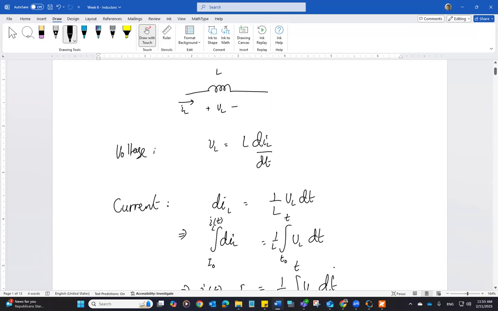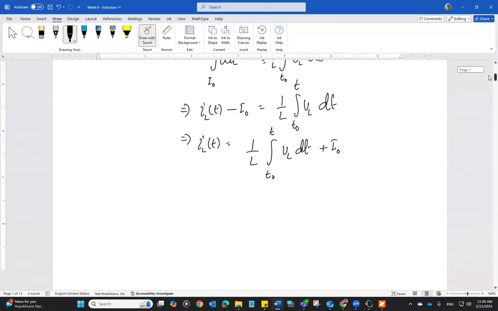Voltage is directly proportional to the derivative of current. And when you remove the constant of proportionality, you replace that by inductance, and the unit of inductance, of course, is Henry, after Joseph Henry, who discovered the properties of the inductor. So this is the current.